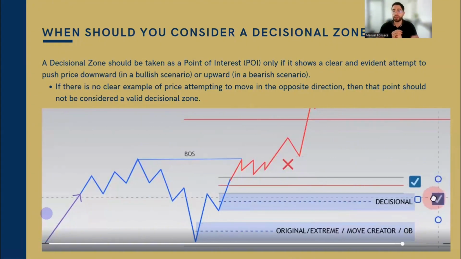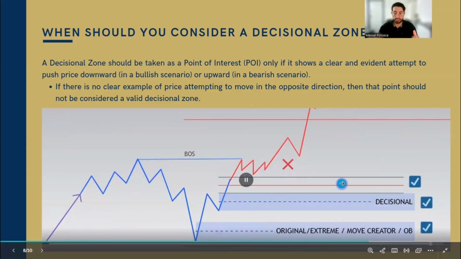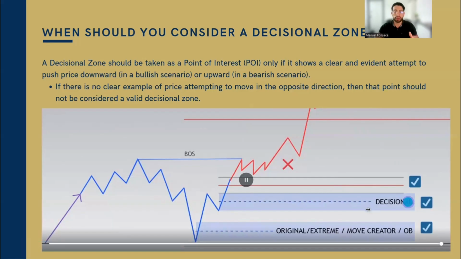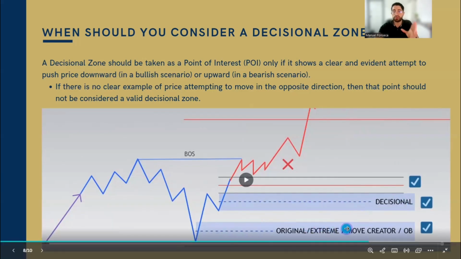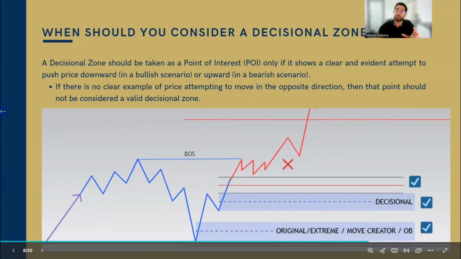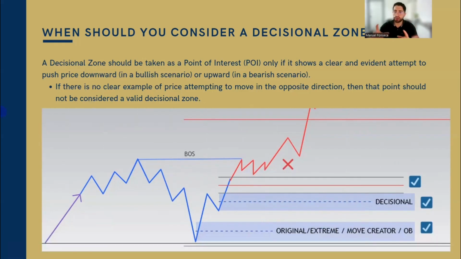So that would lead us to understand that could be a decisional area, even if it is an imbalance, and yes, in this example, or an order block. The extreme of the original is very clear, but this is how we classify or determine when an order block or an imbalance can be a decisional zone.